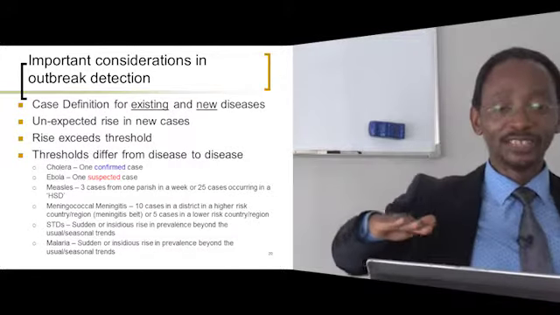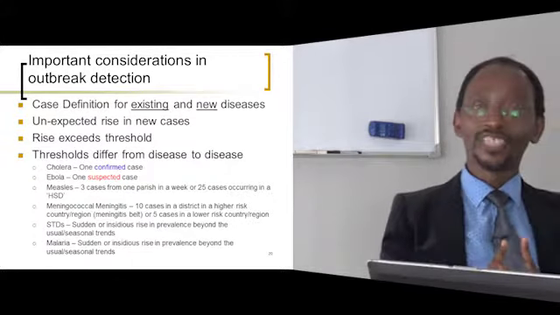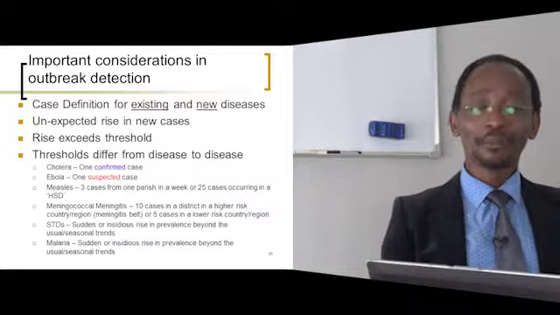Also, for existing outbreak-prone diseases, you need to have these case definitions and disseminate them to as many people as possible so that anybody who suspects a case can quickly raise an alarm bell. So that's number one. Number two, you must demonstrate an unexpected rise in new cases, that is, a rise which exceeds a certain level. And how do you know that it exceeds a certain level? You need a threshold. You need to put a bar, a ruler, and you say, beyond these cases, we are having an outbreak. Now, these thresholds are not the same for all outbreak-prone diseases.